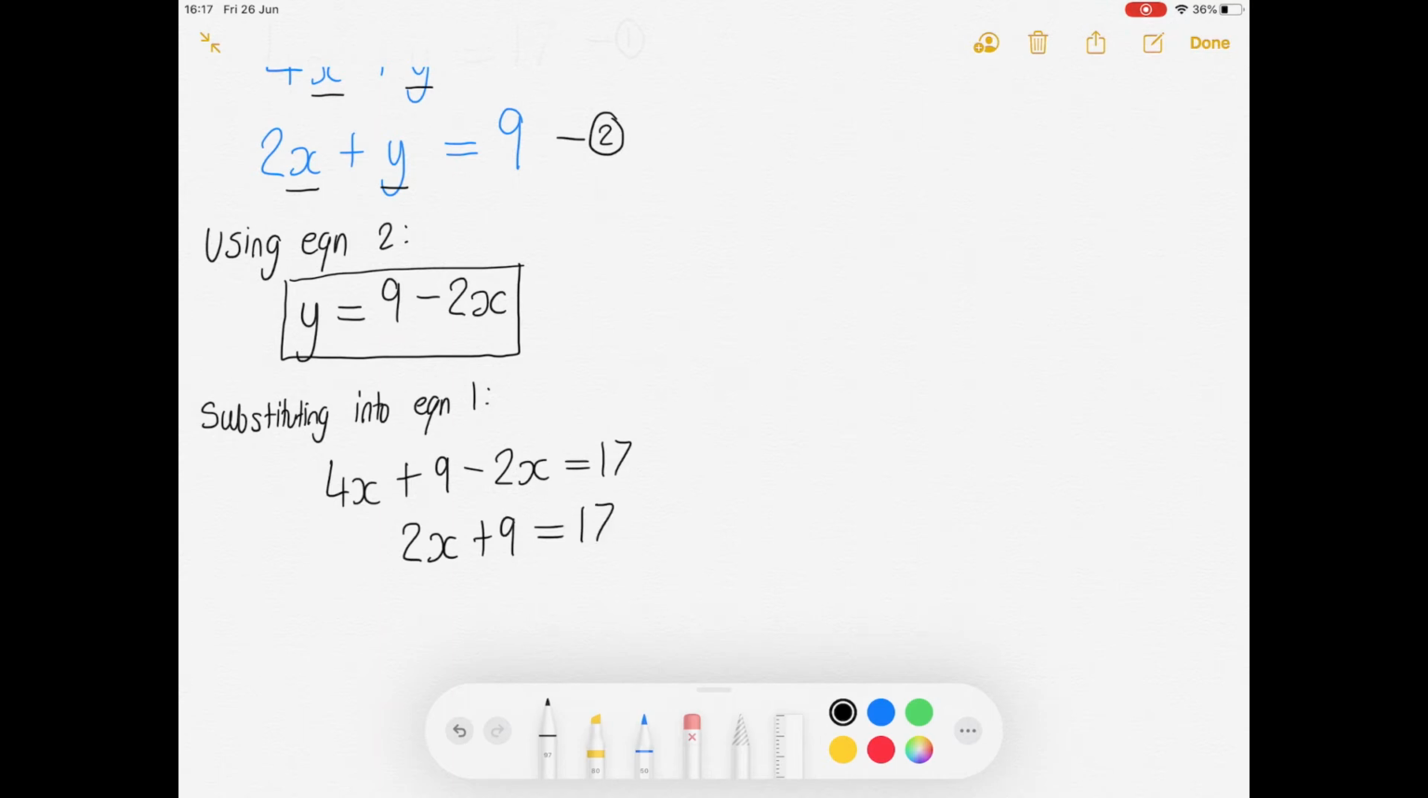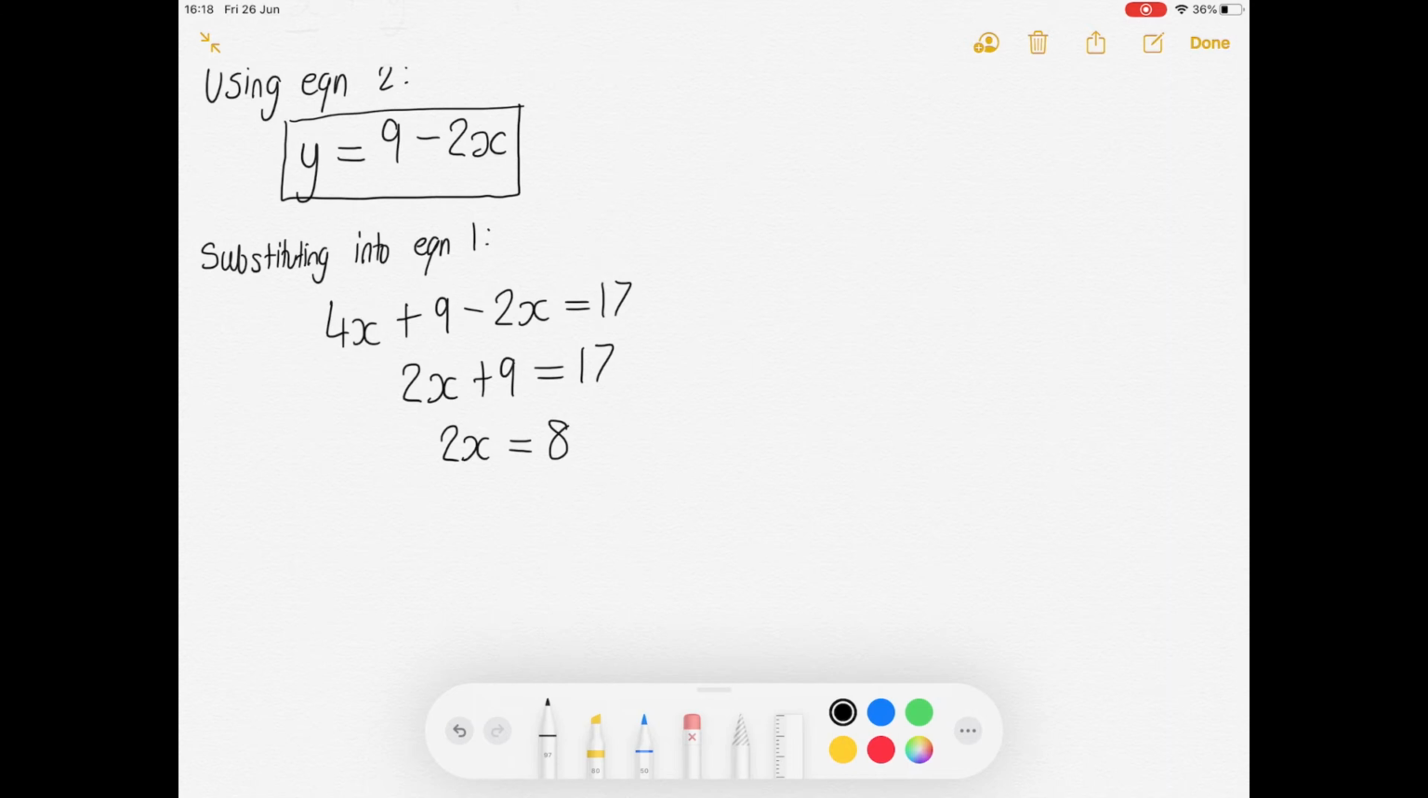When we solve in algebra, we want to isolate the x. What's stopping us from having the x on its own? Well, there's a plus 9 there. So let's take away 9 from both sides. So 2x equals 8. Okay, what's stopping us? Remember that 2x actually means 2 times x. So we need to divide by 2 to isolate x. So x equals 4.